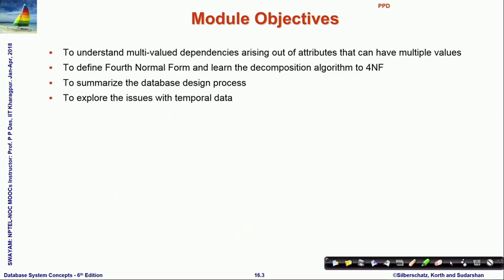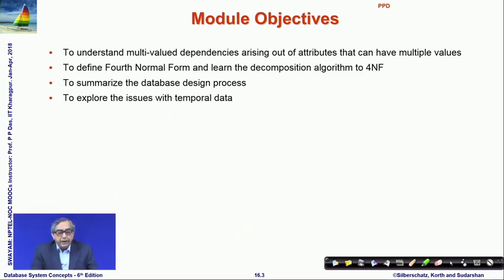In view of that, in this module we will try to understand a new kind of data dependency, an additional kind of data dependency, called multi-valued dependency, which can occur when an attribute can take multiple possible values, which we had eliminated together in the first normal form.